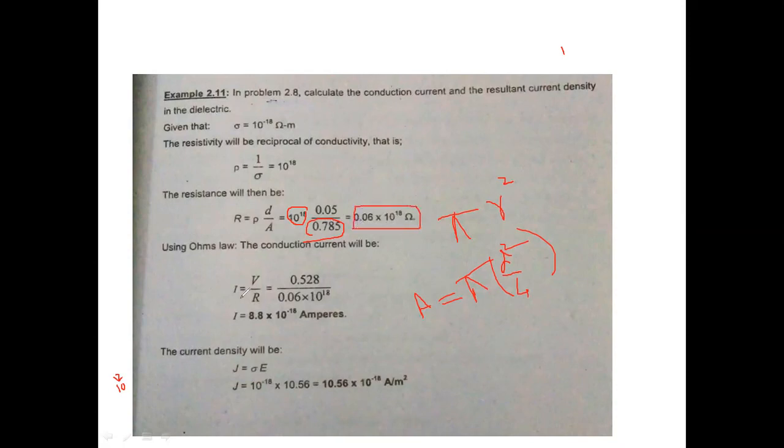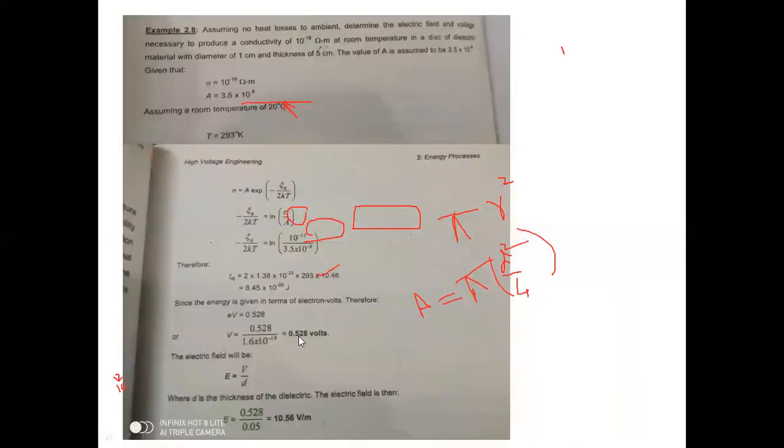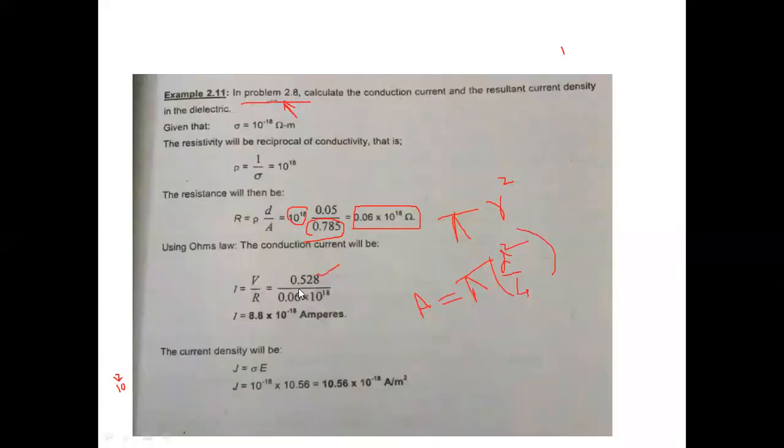Using Ohm's law, I is equal to V divided by R. We have already found V in the previous example, so the data of the previous example has to be used. Okay, so I is equal to V by R. From the previous example, V was 0.528. So 0.528 divided by R. From here, R is 0.06. Okay, so I is this.